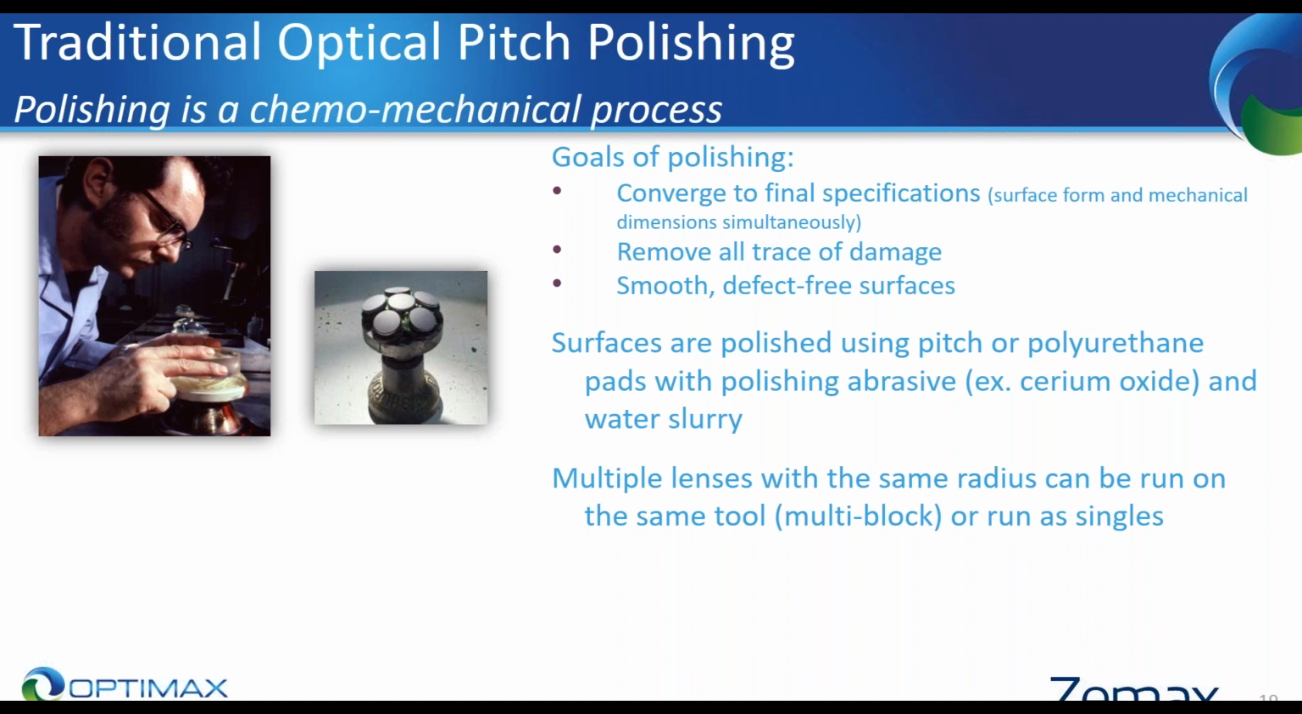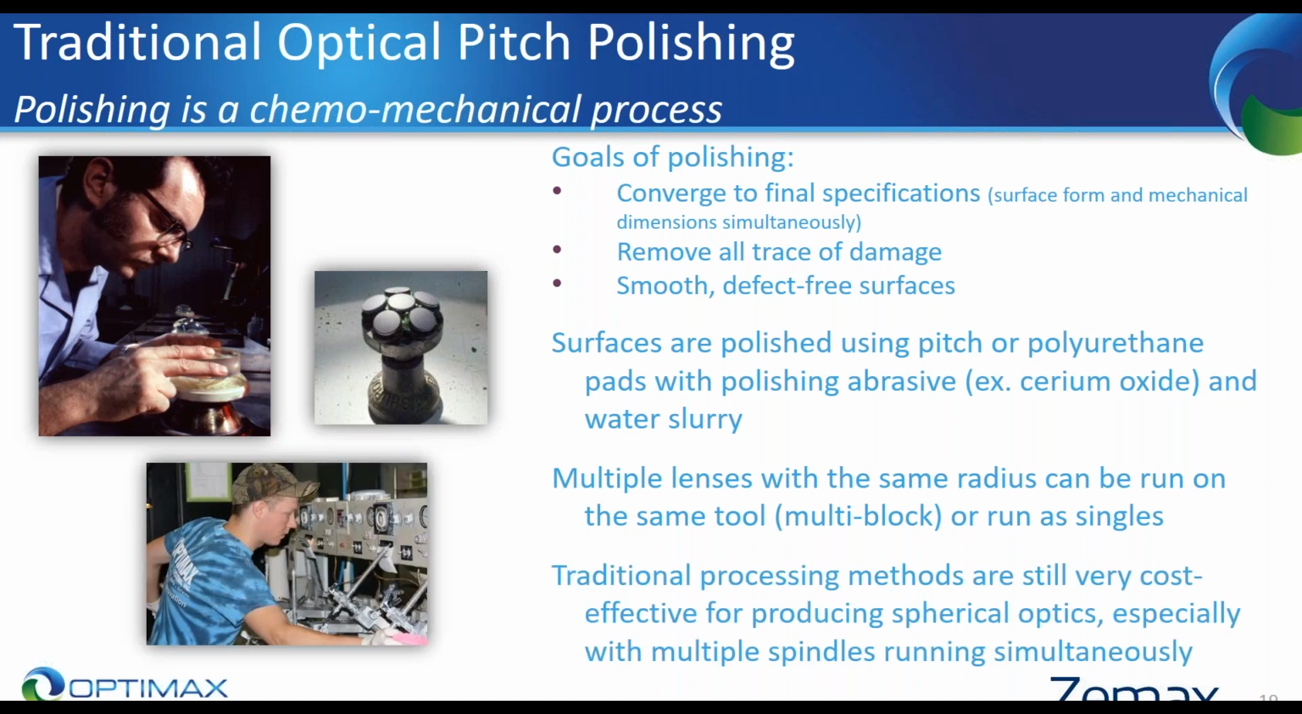One of the nice things about pitch polishing is that if you have the same radius, multiple lenses can be run on the same tool. This is also referred to as a multi-block. There's a photograph on the left-hand side, or you can polish these as a single. And similar to conventional grinding, these traditional processing methods are still very cost-effective for producing spherical optics, especially when you're running multiple spindles simultaneously. So you get a lot of economies of scale with traditional pitch polishing, and they also produce very smooth surfaces.